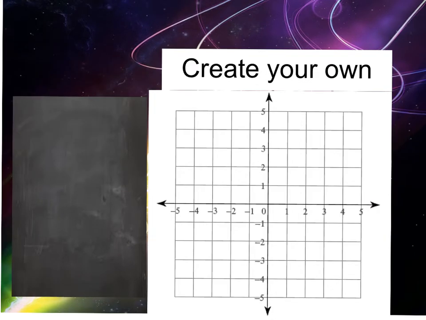Now I'd like you to create your own. Come up with your own example. Make sure you put it in slope-intercept form, or you could make it a little bit more difficult, put it in standard form. Graph it, and then give me one point that is a solution and one point that is not a solution. Bring this in to me, show it to me, and I will give you some extra credit points for doing the example.